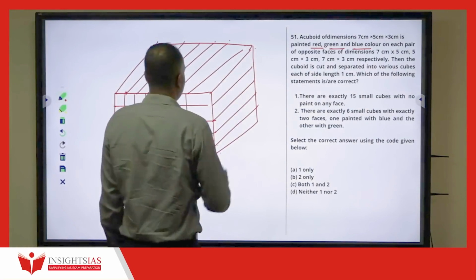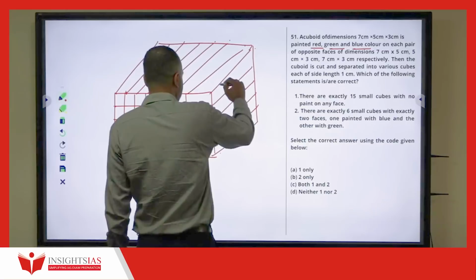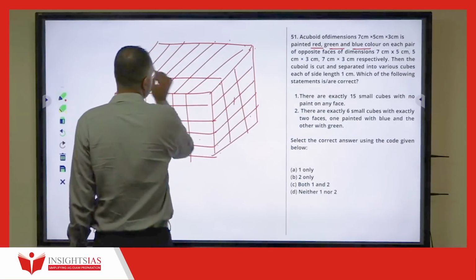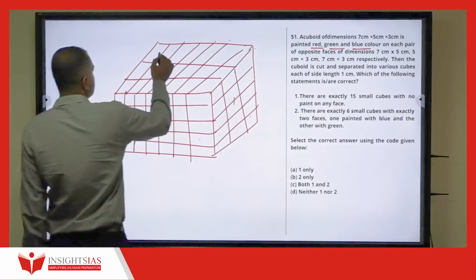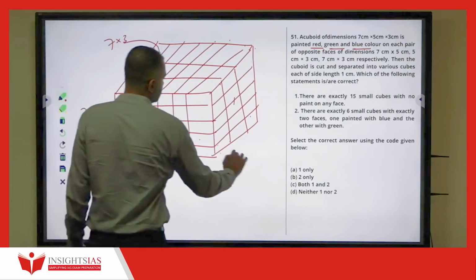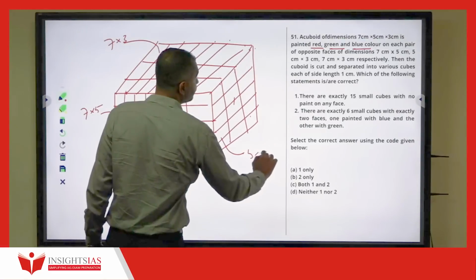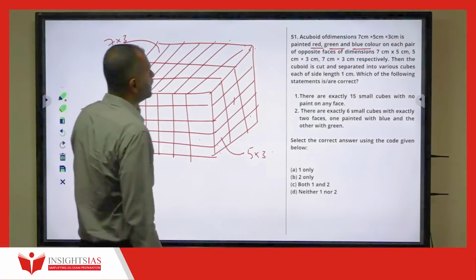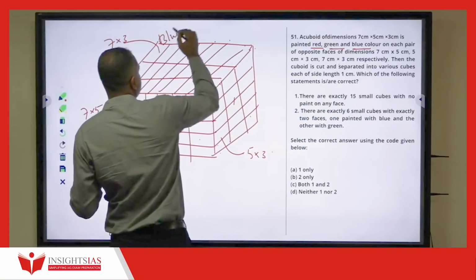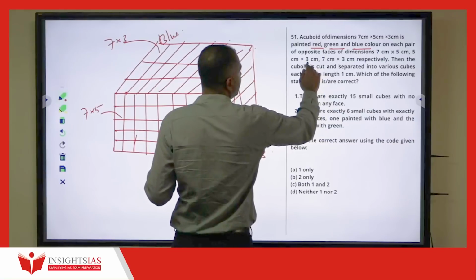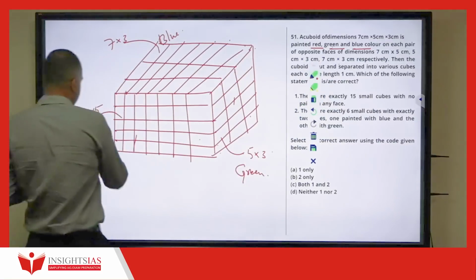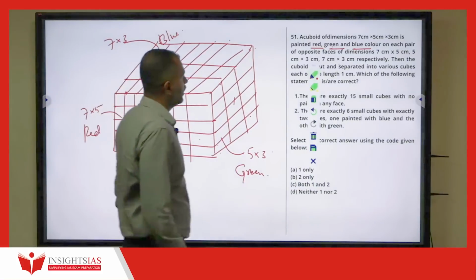Again, this is 1, 2, 3, 4, 5. 5 into 3 we require, right? 1, 2, 3. Okay, this is 7 into 3. This is 7 into 5. This is 5 into 3. 7 into 3 is blue, and 5 into 3 is green. This is red, right? Okay, this is the one.